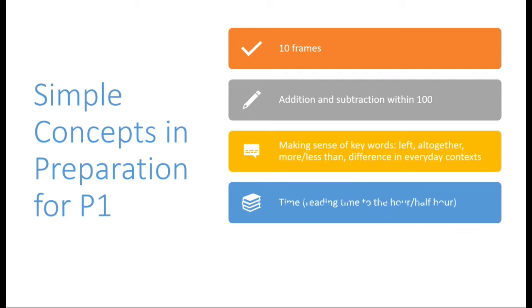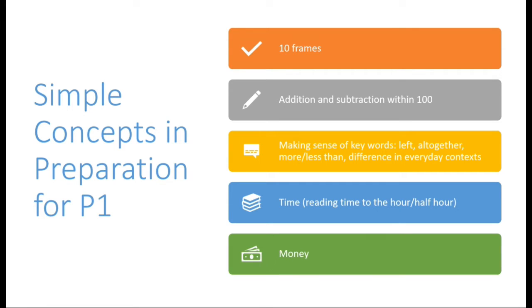Then next on, time reading. Reading time, I believe, is a very important concept that students should have before entering primary 1, because on the first day of school, or after entering primary school, they will need to know what time it is now. Am I going to be late for school, or am I on time? And maybe in school they can read the clock and tell, oh, it's actually time for me to go for recess. They can look forward to it.